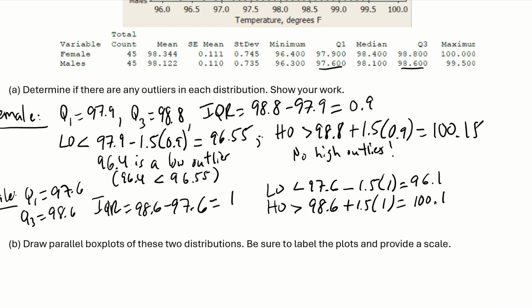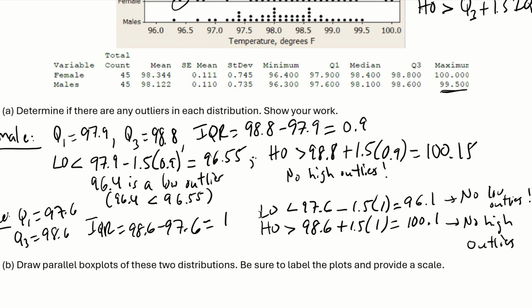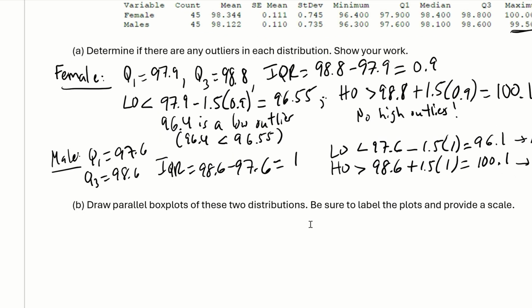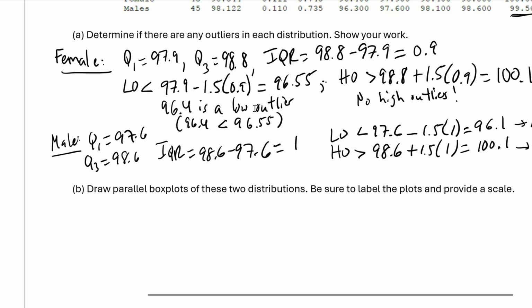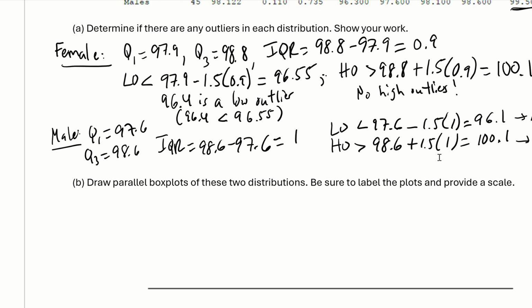Are there any numbers less than 96.1? The minimum for males is 96.3, which is above 96.1, so no low outliers. For the high outliers, the maximum is 99.5, so that's not greater than 100.1. So no high outliers. Males have no outliers. Females have one outlier, a low outlier. You get 1 point for the correct answer, and another point for showing your work for the outliers.